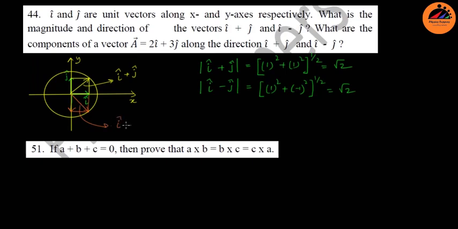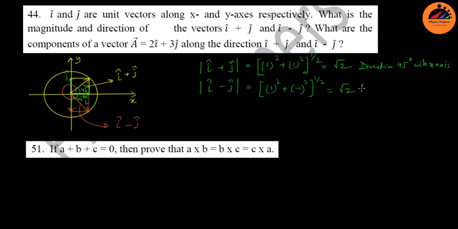So this is i cap minus j cap. Fine. The magnitudes are known, and for the direction, you need to find these angles. These angles are all 45 degrees. So this is 45 degrees, and this is also 45 degrees. But for the second one, you should give a negative, anti-clockwise direction. So the direction of i plus j is 45 degrees with the x-axis.